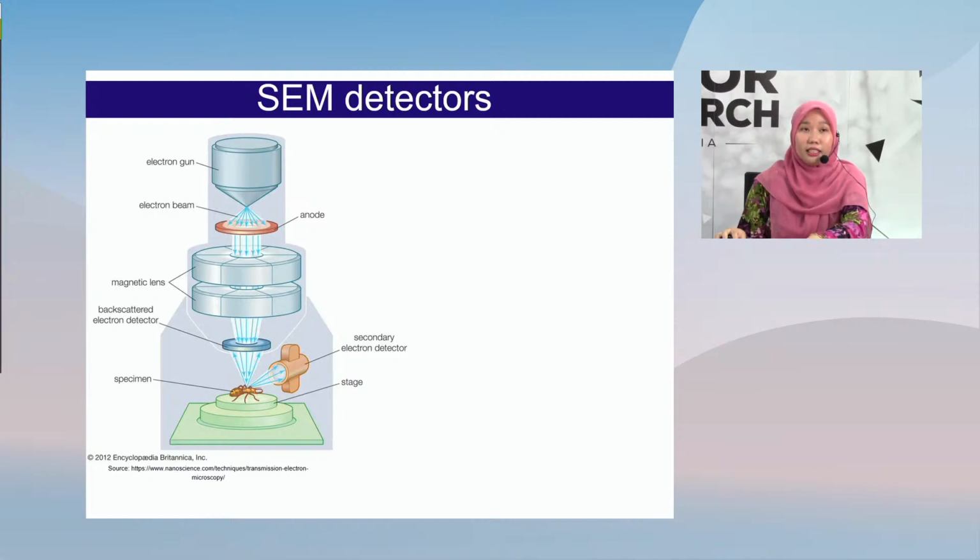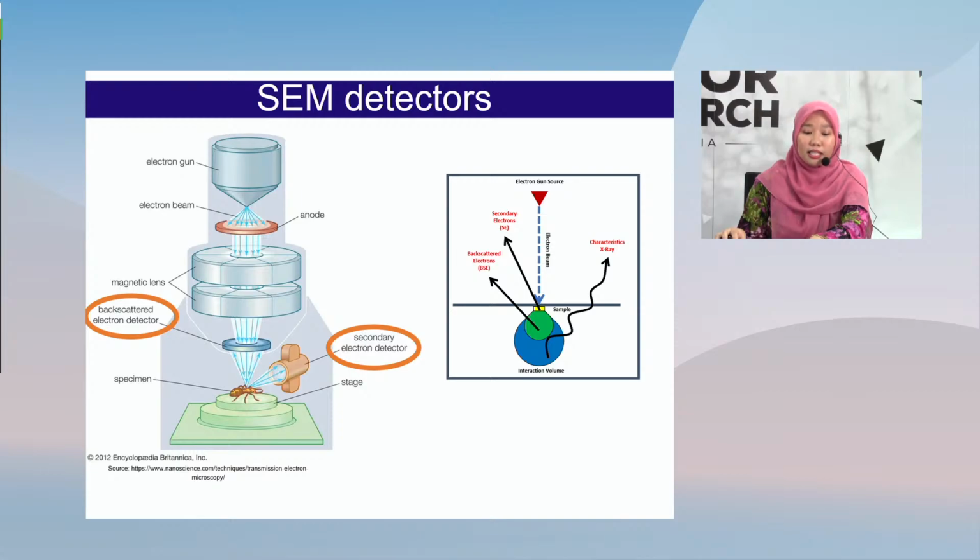Next, there are two types of detectors in the sample chamber. This is the mechanism outline diagram for the SEM. The first detector is the secondary electron detector, and the second is the backscatter electron detector. The backscatter electrons, BSE, usually come from the deeper regions of the sample and result from the elastic interaction between the beam and the sample.